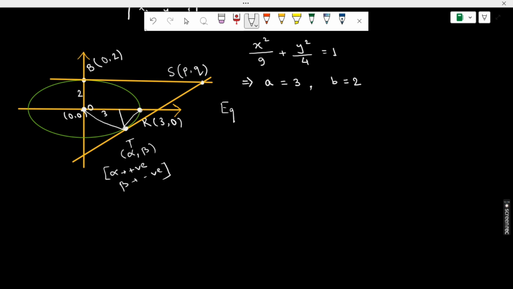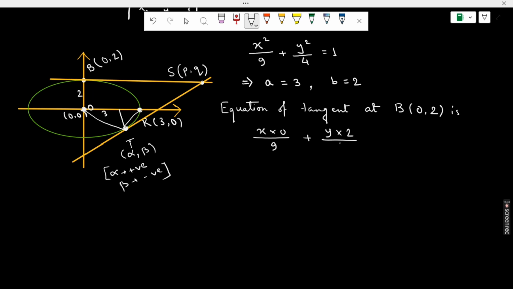Now the equation of the tangent at the endpoint of the minor axis, that means B (0, 2), is x into x1, that means x into 0 by a square, that means 9, plus y into y1, that means y into 2 by 4 is equal to 1, which implies 0 plus y by 2 is equal to 1, which implies y equals 2.